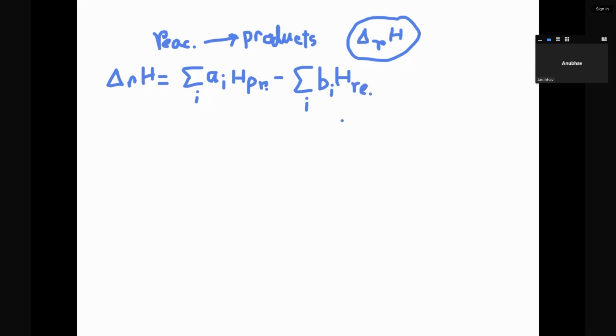This is the mathematical expression for calculating the reaction enthalpy, delta R H: summation of a_i H of products minus summation of b_i H of reactants. The symbol summation is called the capital sigma.